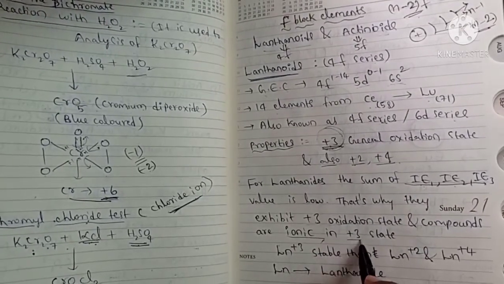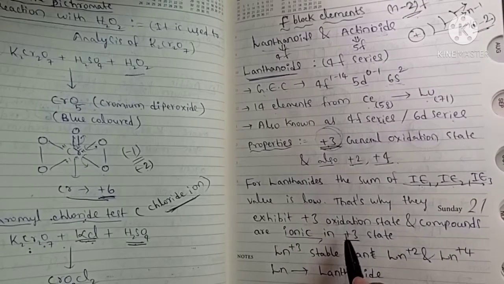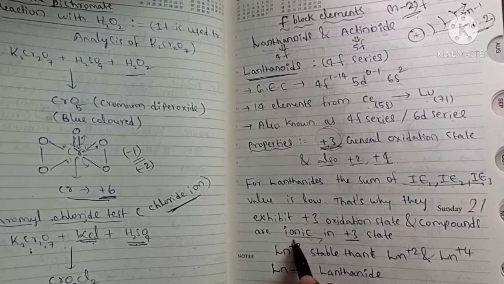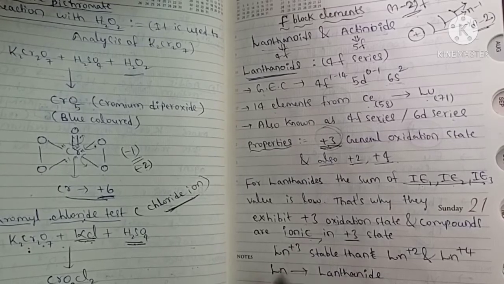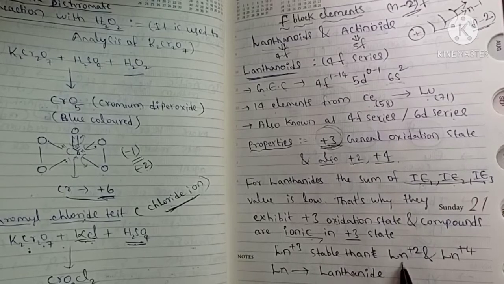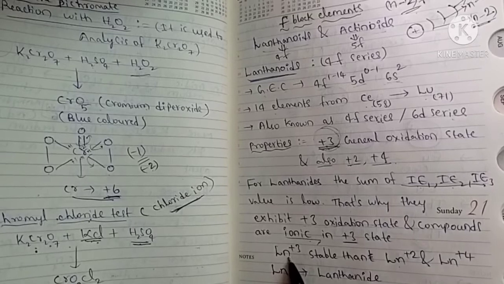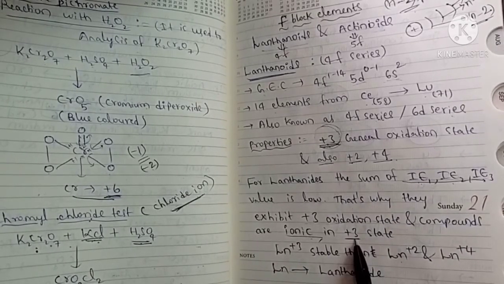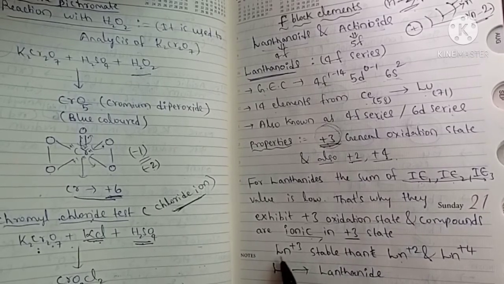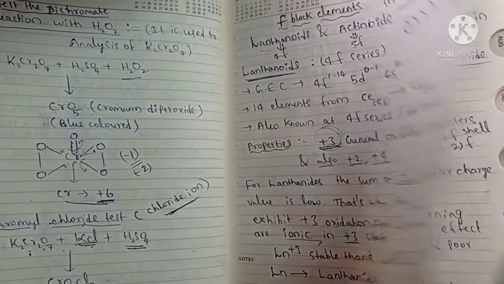So generally in the +3 state, the compounds of the 4f series elements are of which nature? Ionic in nature. They generally form ionic compounds in the +3 state. Ln3+, meaning lanthanide +3, is more stable than Ln2+ and Ln4+. That's why they easily lose 3 electrons and form the +3 oxidation state. Here Ln means lanthanide, and this is about oxidation state.